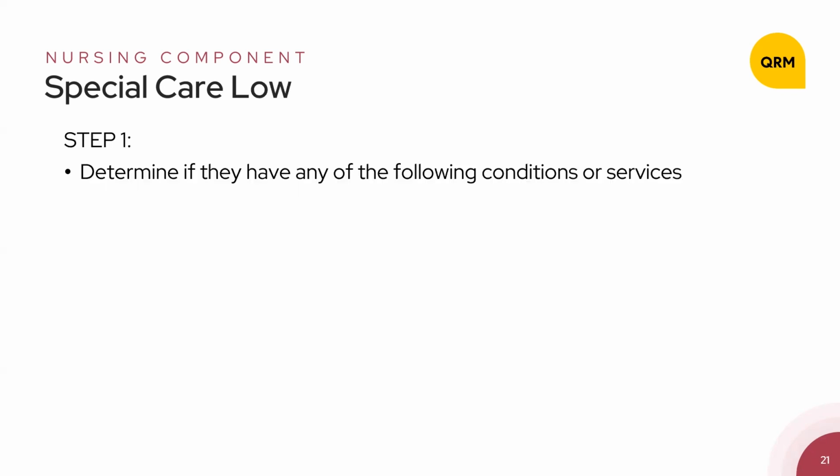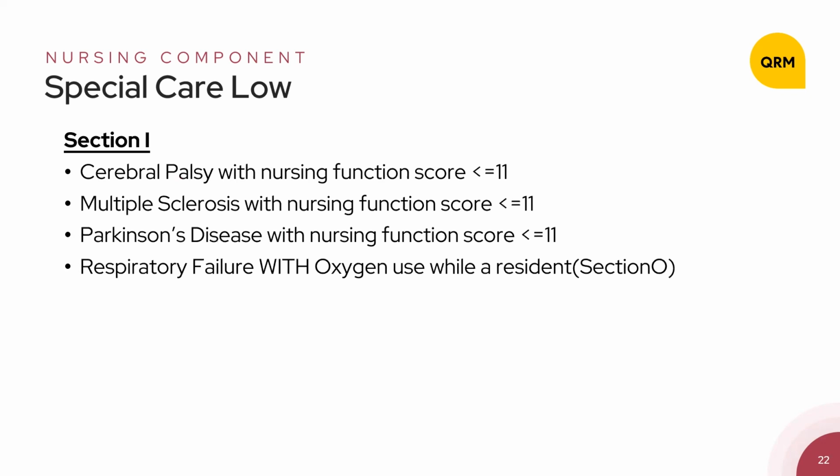Then we move on to our special care low, and you're going to determine if they have any of the conditions or services, just like we did with our special care high. Again, I've listed them by section so that it's easier to pull those out. Remember the 2 criteria in order to code it as an active diagnosis in section I: the physician documentation in the last 60 days, and then actively impacting the resident's care in the last 7 days.